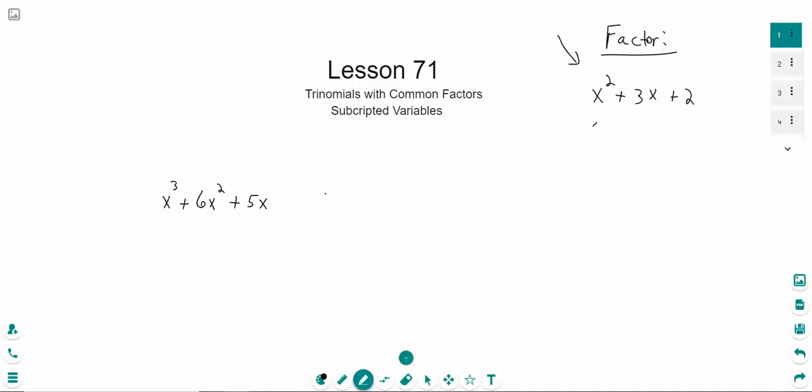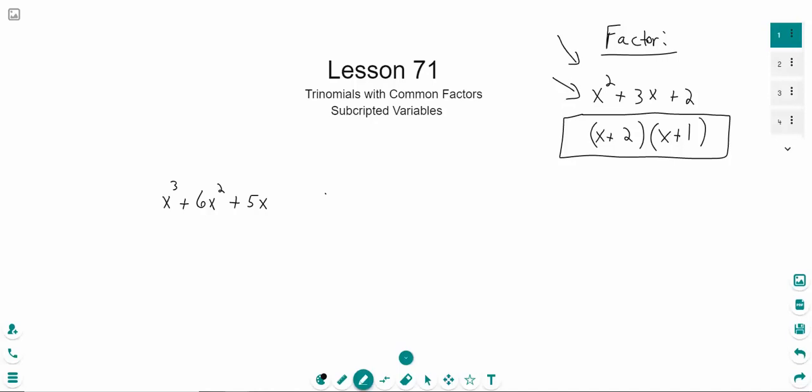So we have our set of parentheses, and we've been working on how to decide what goes where. And we know that in this case it would be x and x. Plus would indicate that they're both the same sign. It's this sign, and it's a plus. And then you'd have to do your factors for the 2, and we would find out that it'd be 2 and 1. All right? So that would be how we would factor this trinomial right here. Okay?